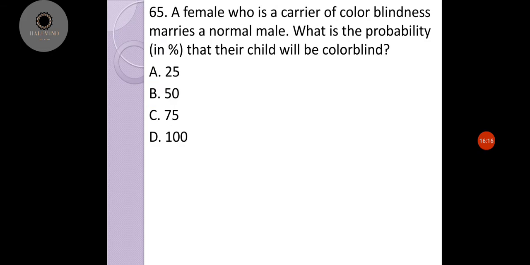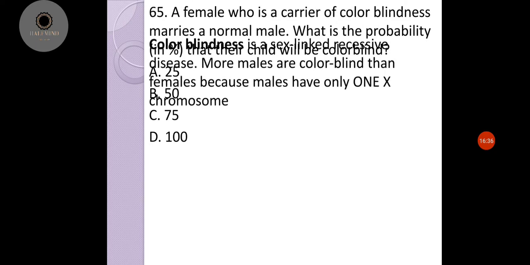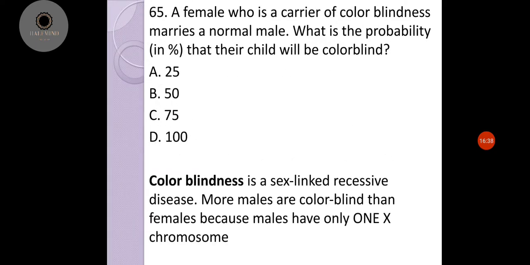65. A female who is a carrier of color blindness marries a normal male. What is the probability in percentage that their child will be colorblind? A 25, B 50, C 75, and D 100. Okay, color blindness is a sex-linked recessive disease. So that is why more males are colorblind, because they only have 1 X chromosome compared to females, which contain 2 X chromosomes. It is a sex-linked recessive.